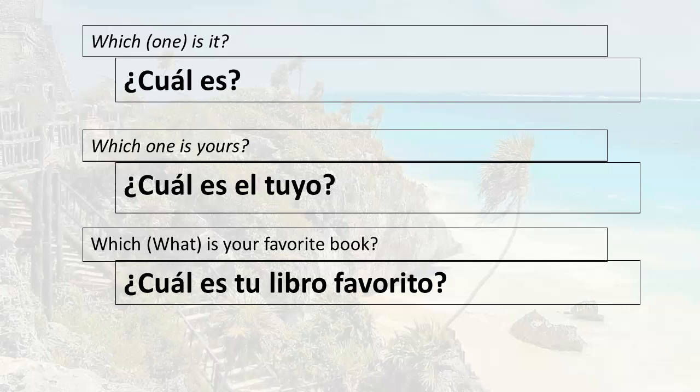A few more examples. Which one is it? ¿Cuál es? Which one is yours? ¿Cuál es el tuyo? Which is your favorite book? ¿Cuál es tu libro favorito?